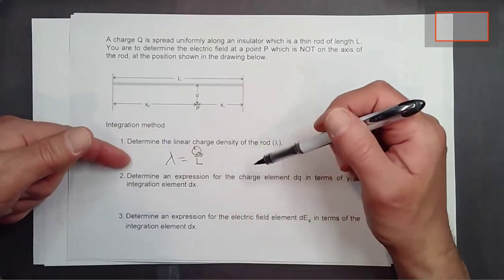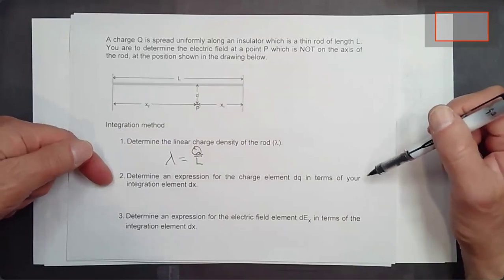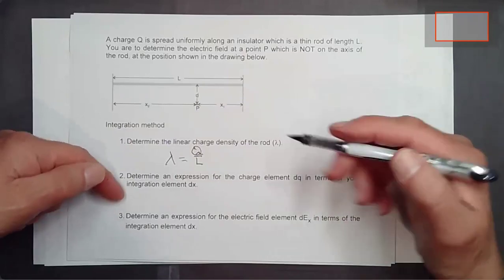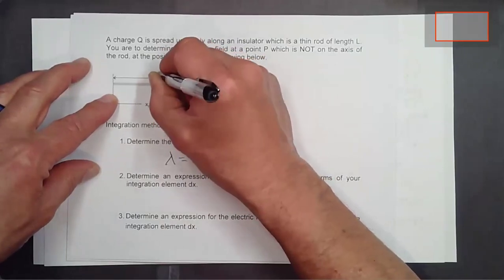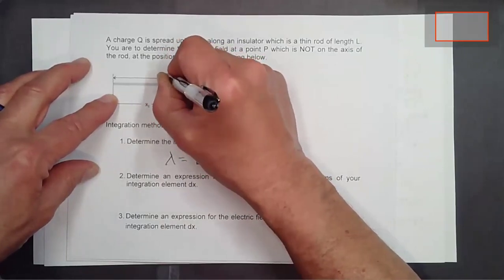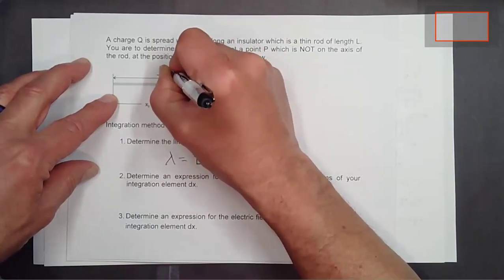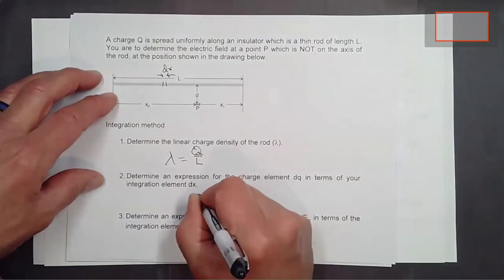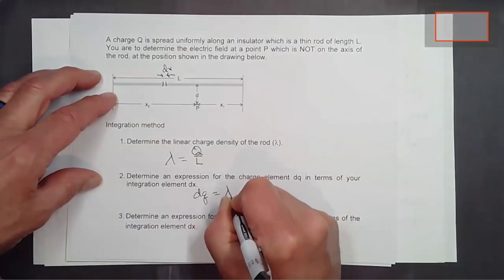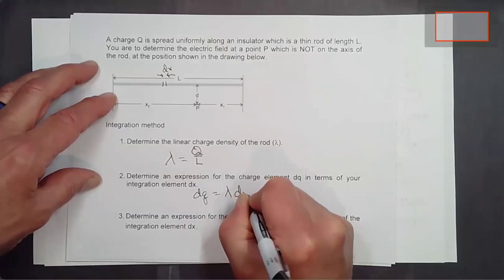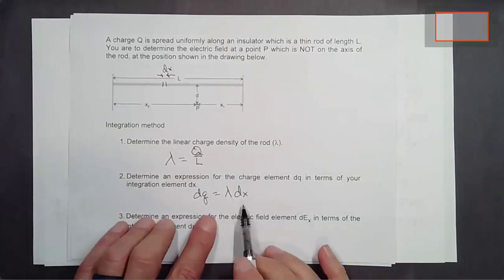The next one asks, determine an expression for the charge element dq in terms of your integration element dx. So here we imagine again a little length of this thing that has a length dx, and dq is just going to equal lambda dx. So we're much of the way there.